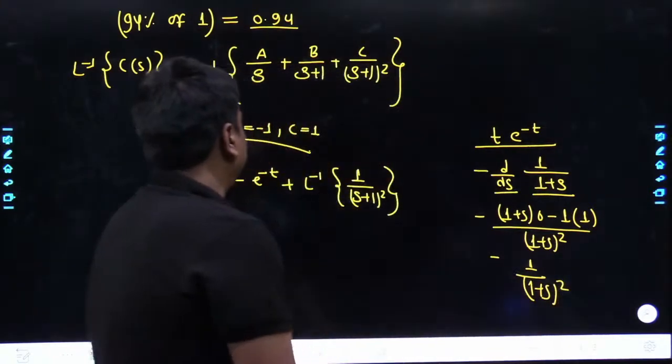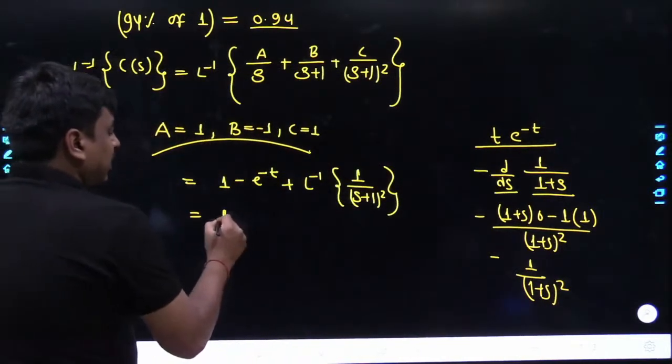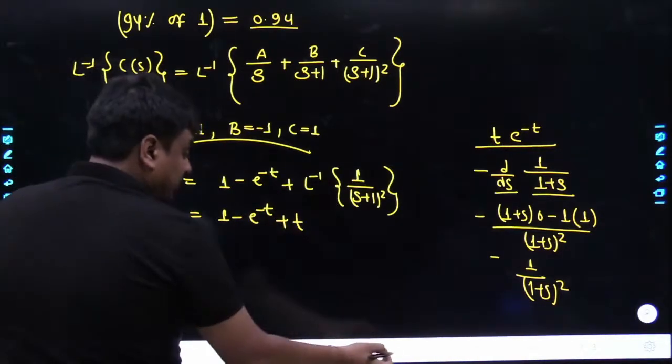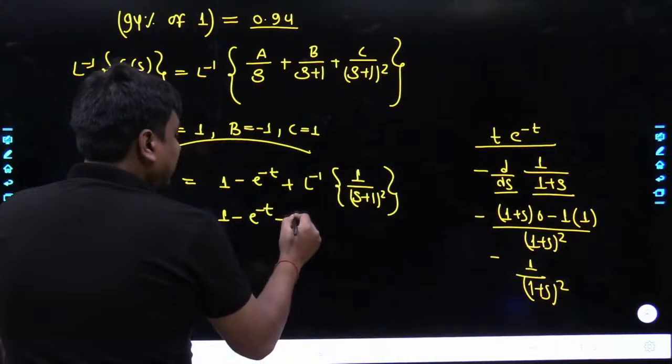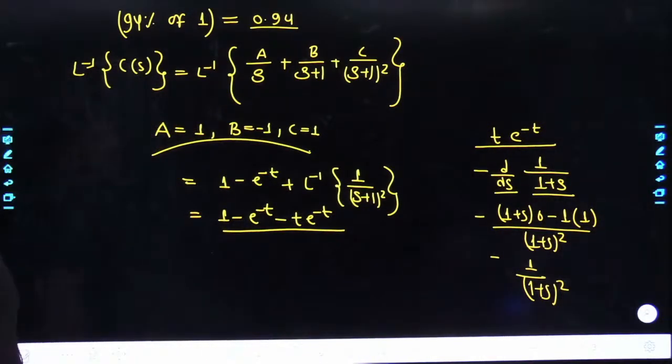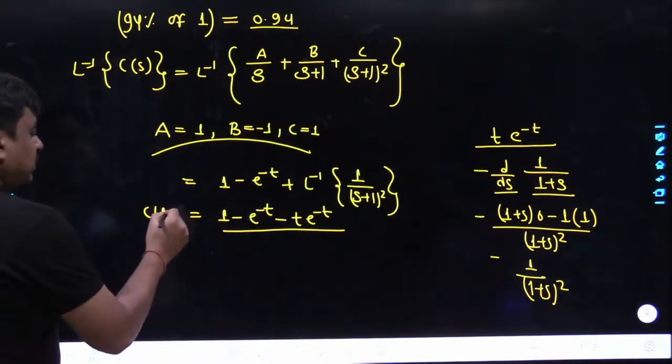Yes, so put together, here it becomes 1 minus e to the power of minus t, plus, with the minus sign, t times e to the power of minus t. And here goes your response c of t.